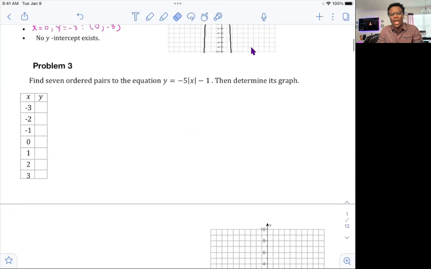So to do that, you don't have to plug in every time. You can use your graphing calculator. So let's see how the graphing calculator would work in this case.